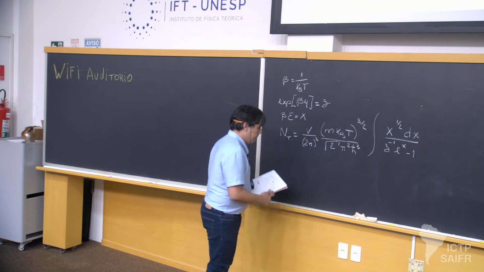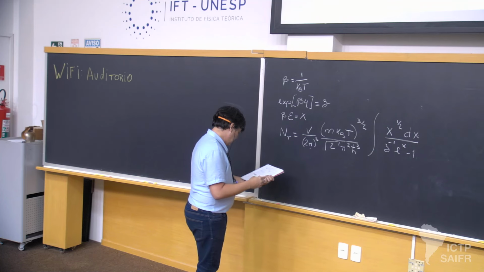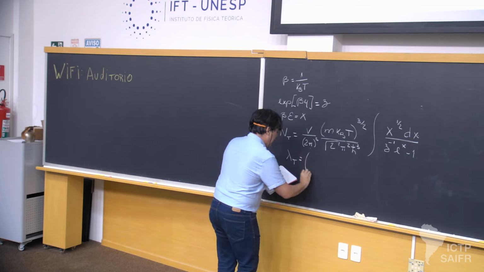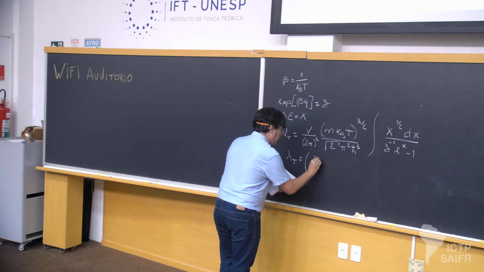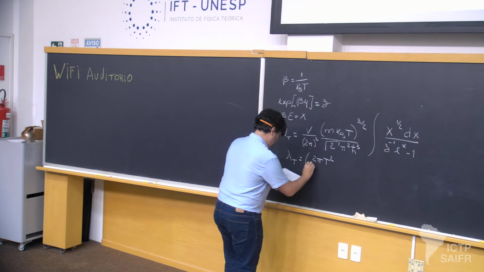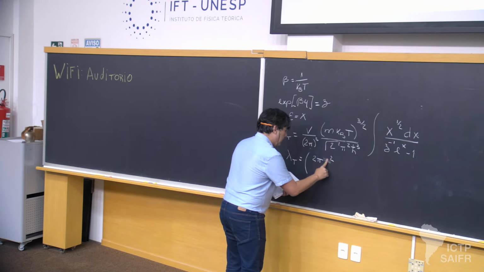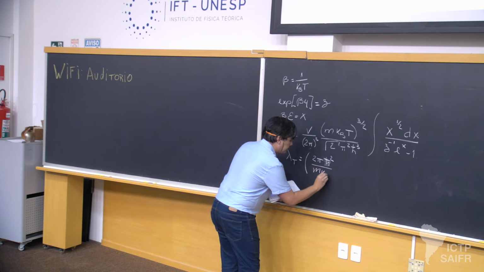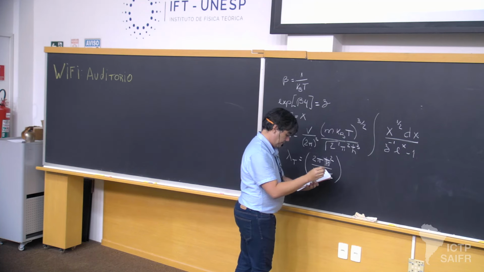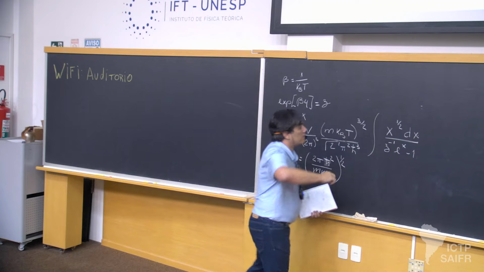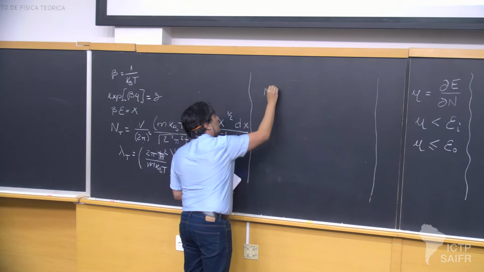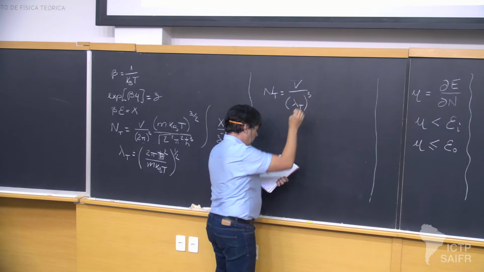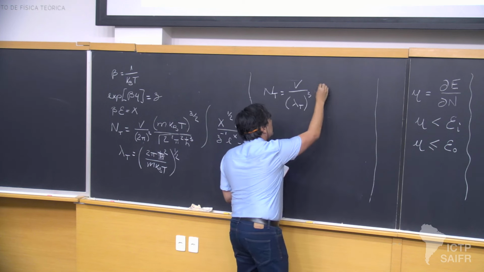Okay, so I am defining the de Broglie thermal wavelength, which is like this: λ = (2πħ²/(m k_B T))^(1/2), okay? And this integral becomes then the number of thermal atoms is volume over the de Broglie wavelength to the cube, and these are the Bose functions.